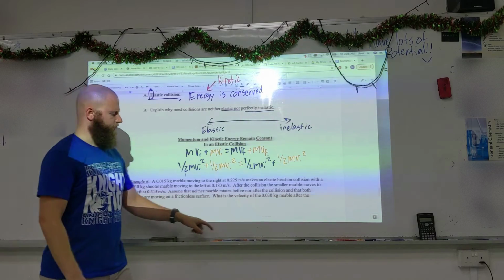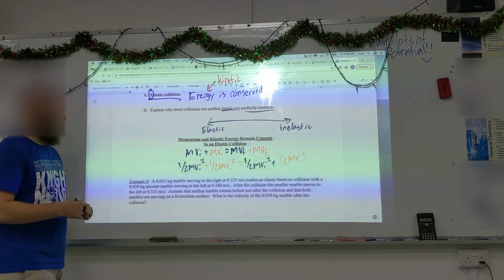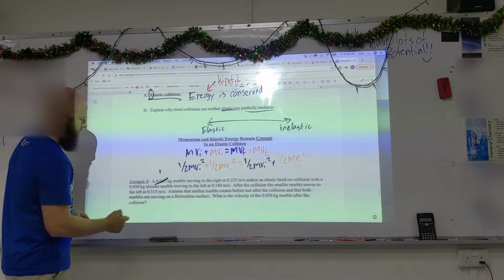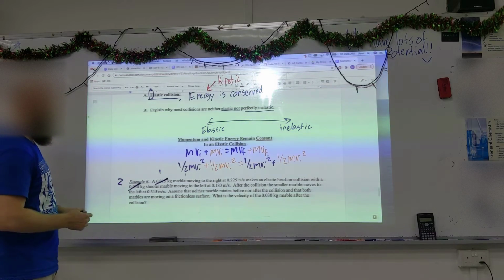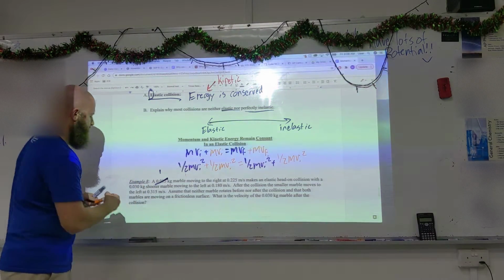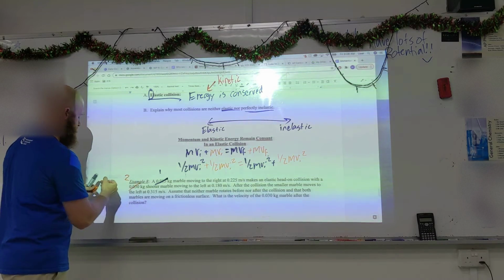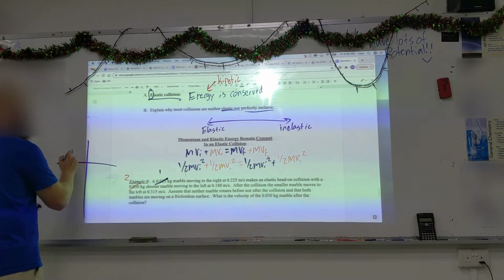I'm actually going to change these masses. These are the realistic masses, and I'm just going to simplify them. Let's simplify this to 1 and this to 2. We're just simplifying a little bit so our numbers are easier to look at. So I have my two marbles, marble 1 and marble 2.